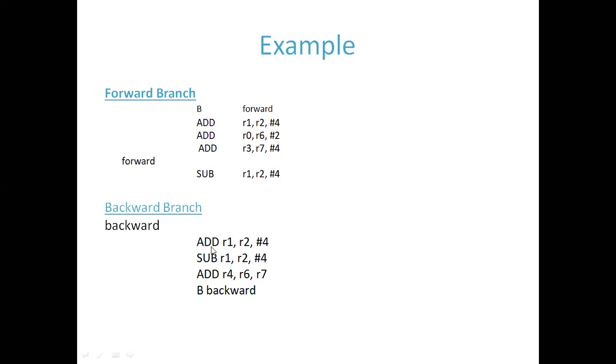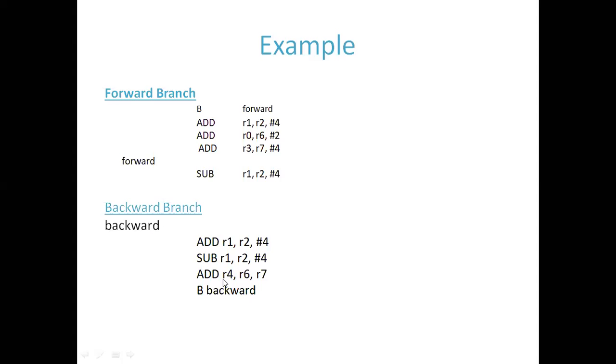Here is a set of instructions, that is add R1 comma R2 comma hash of 4, subtract R1 comma R2 comma hash of 4, add R4, R6 and R7. Then once it is done, your execution control will move back to this one. That is B backward. What is that branch to? Backward. What is that backward? It's a label, right? Backward is a label, and your execution control will move back to backward.